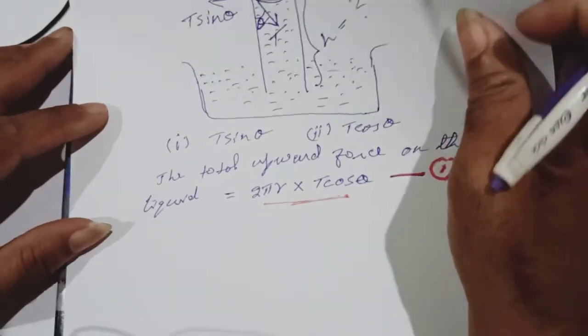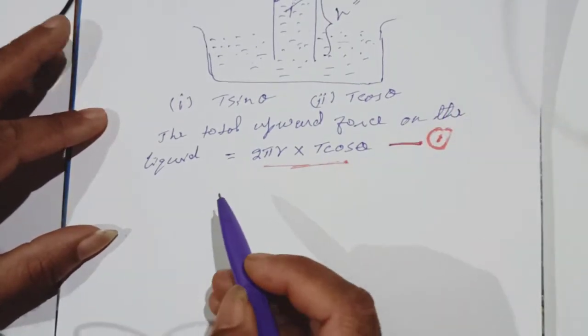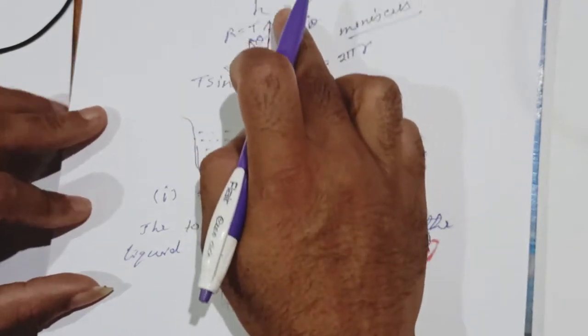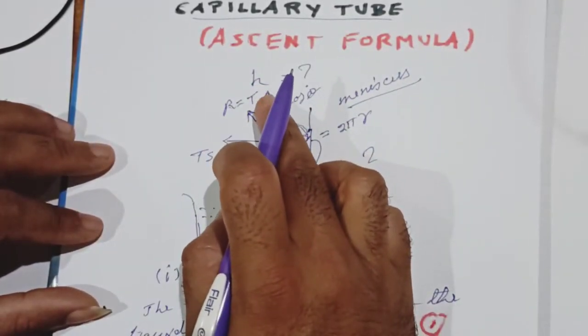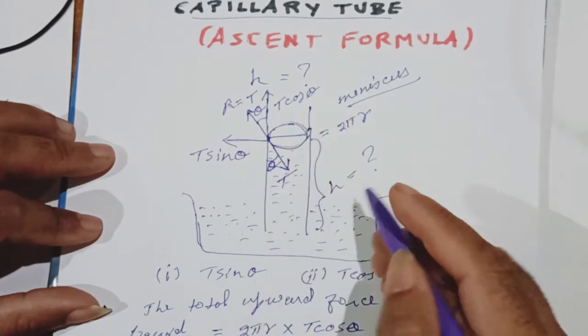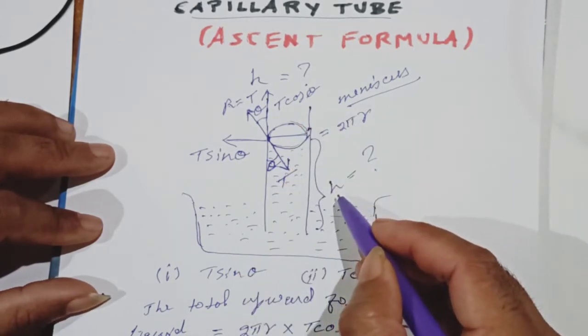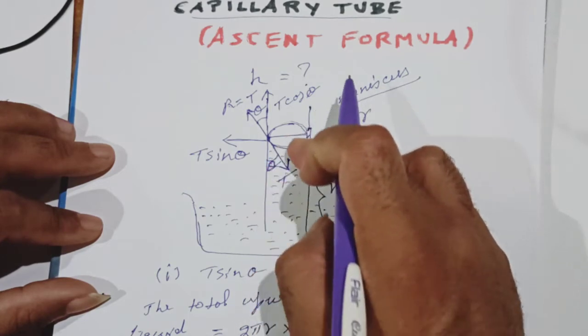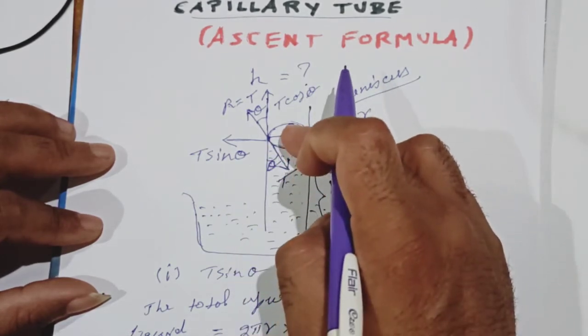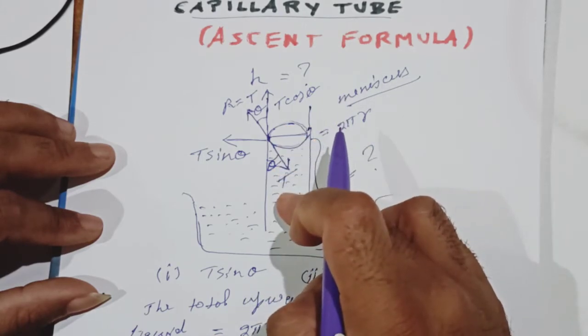Next, we have to know that under the effect of this upward force, the liquid rises in the tube to a height h, let's say small h, till the weight of this liquid above the free surface becomes just equal to the vertical upward force.